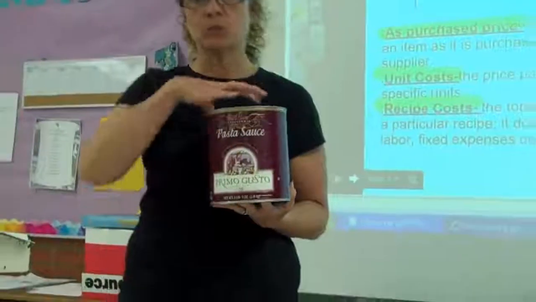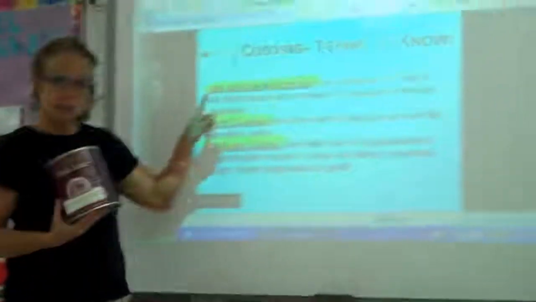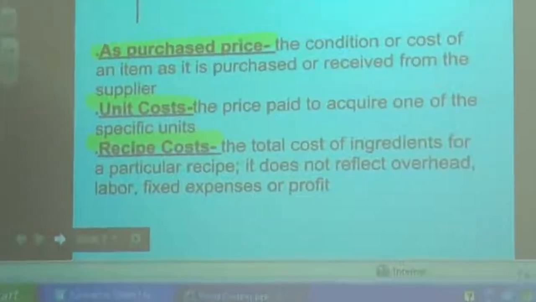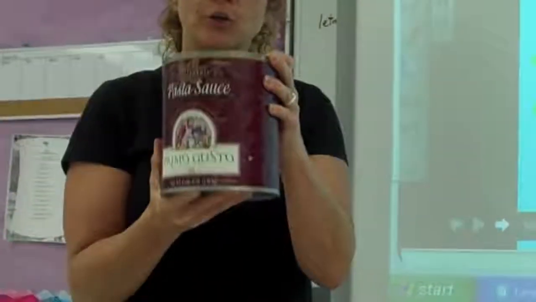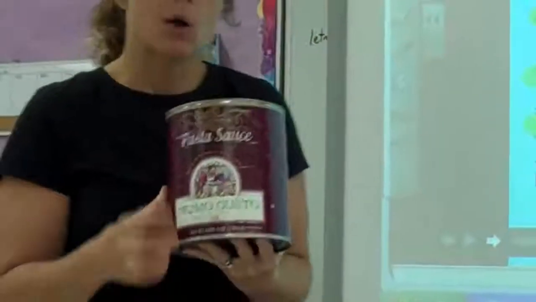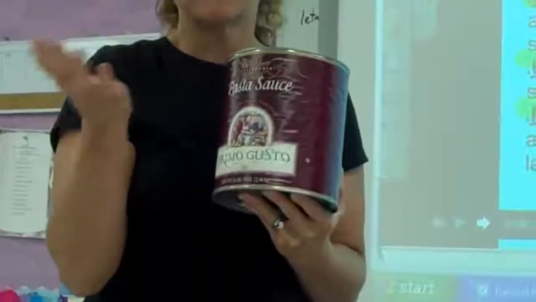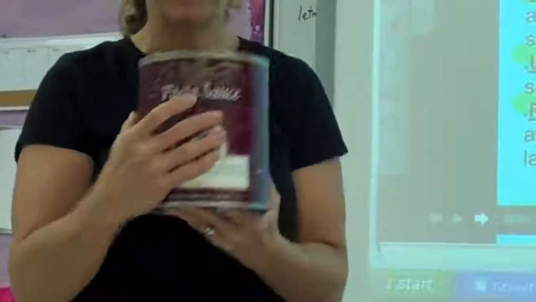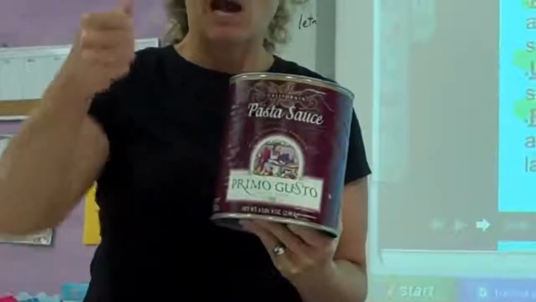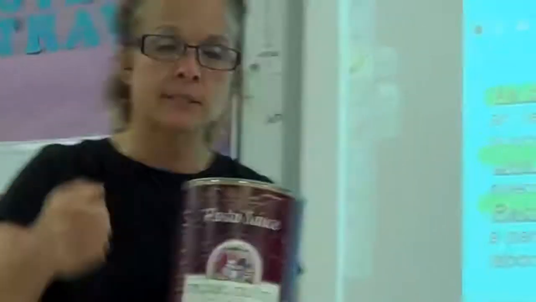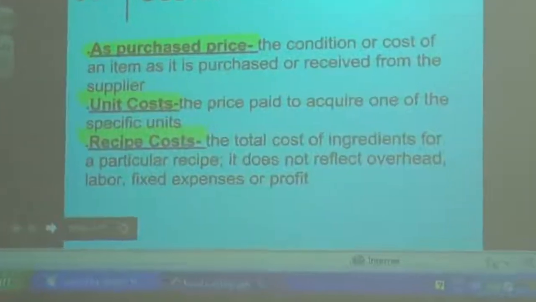Okay, so as a review, a case of these, which is 6 cans, is our as purchased price. 1 can is our unit cost. And then however much it costs to, let's say, take 2 cups out of this can. Let's say our recipe calls for 2 cups of pasta sauce or tomato sauce. However much that 2 cups cost is our recipe cost, because that's how much we put into the recipe. Okay?